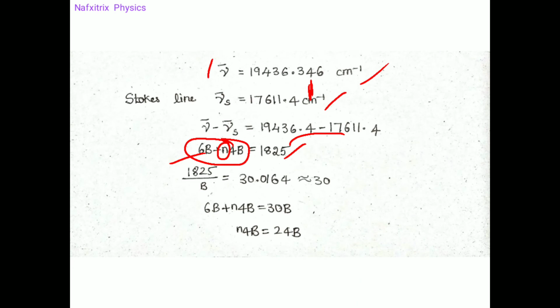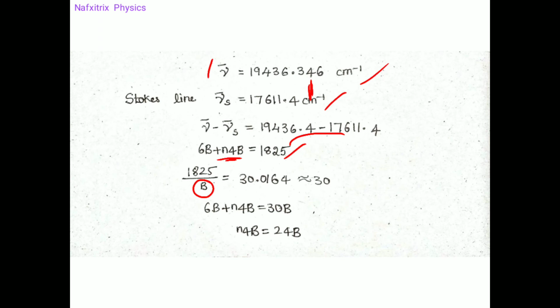Hence the simple formula for this is 6b plus n into 4b. That is the first Stokes line, then the spacing between the consecutive Stokes lines. So if we do so, what we are getting is that 1825 could be divided by b, the rotational constant, so that we could get the overall spacing.